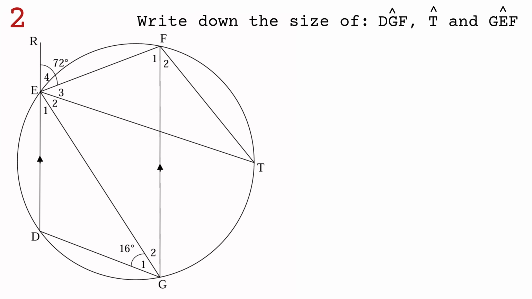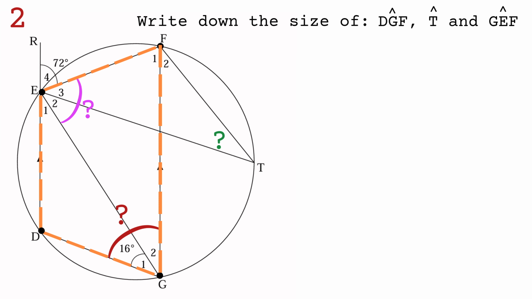In the second example, we are looking for the size of angle DGF, which is this angle T, which is this angle, and angle GEF, which is this angle. D, E, F, and G are points on the circumference of the circle. Therefore, this four-sided shape is a cyclic quadrilateral.